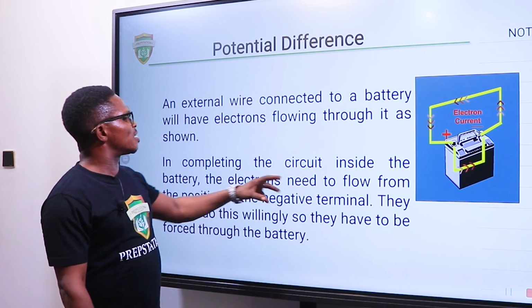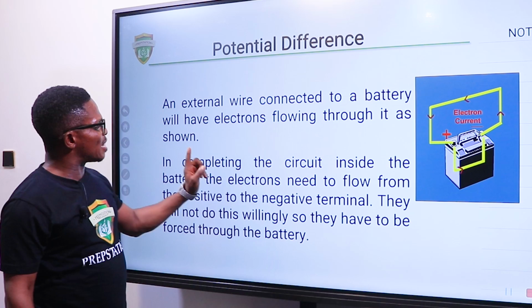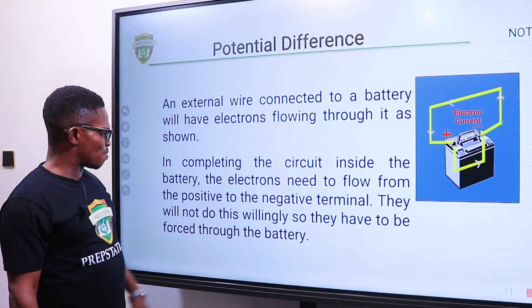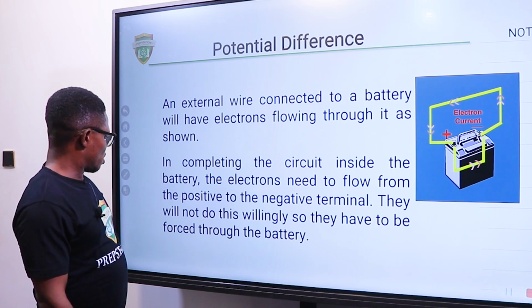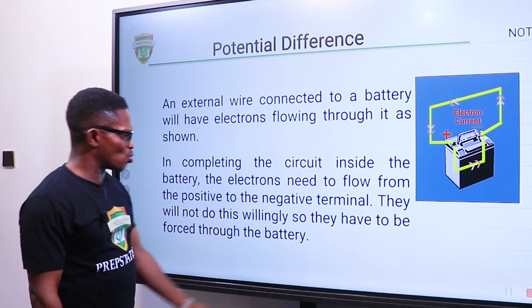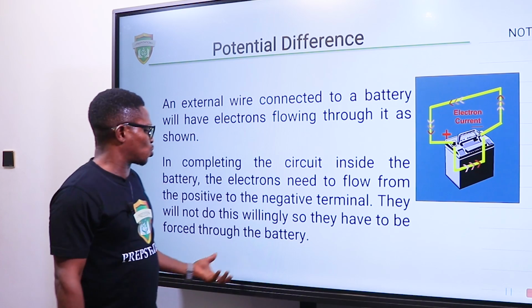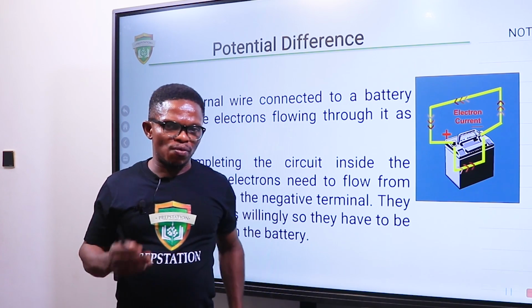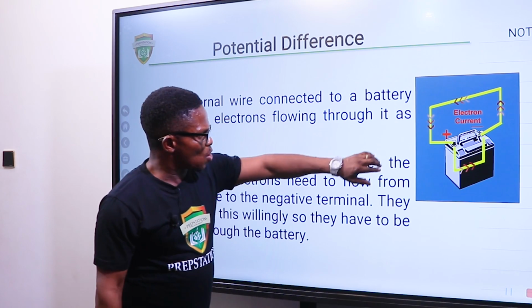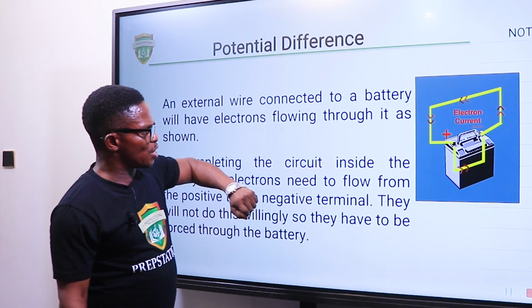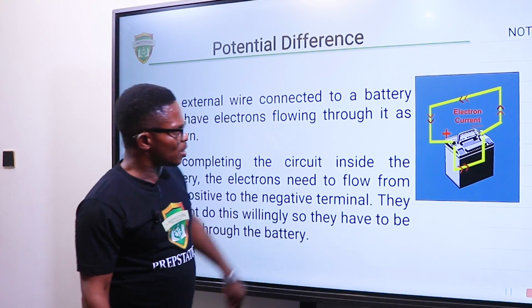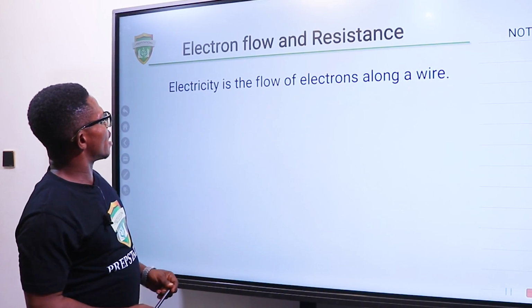Now, in completing the circuit inside the battery, the electrons need to flow from the positive to the negative terminal. They will not do this willingly, so they have to be forced through the battery so that current can be generated. I want to believe you got that, so let's move forward to something else.